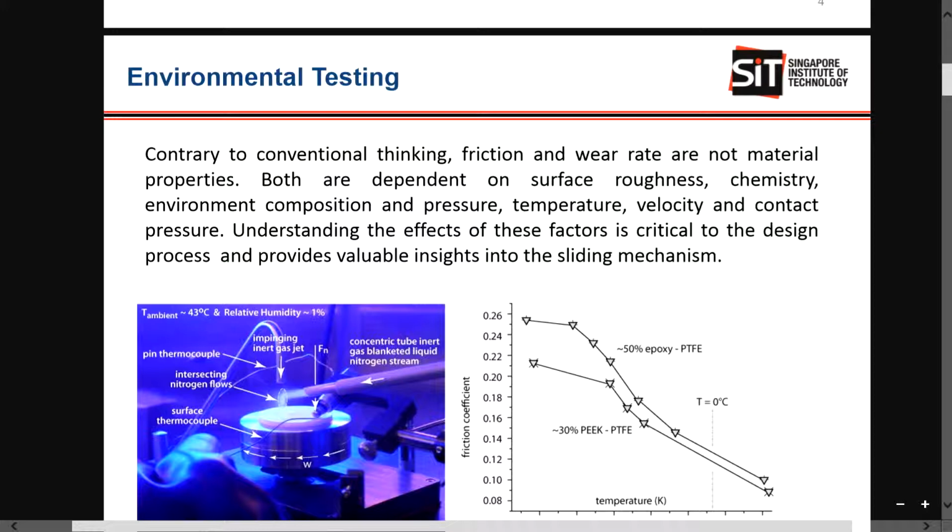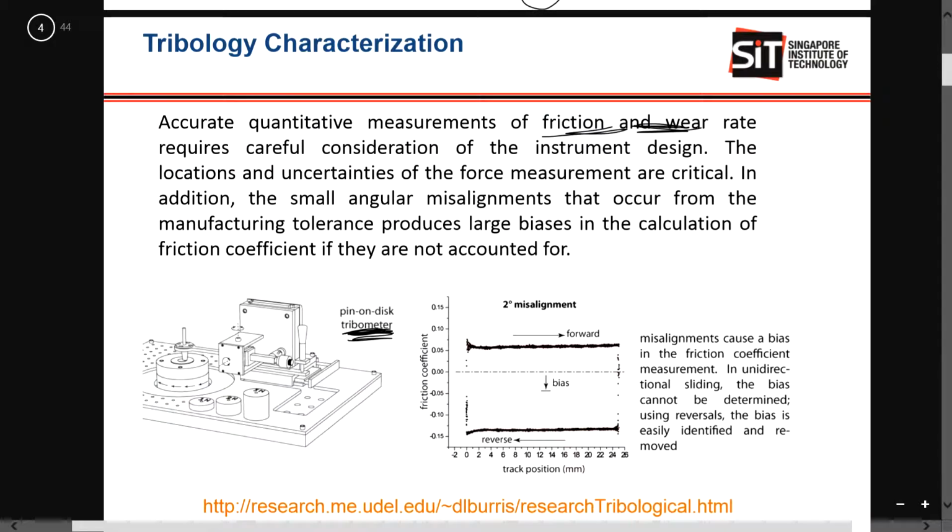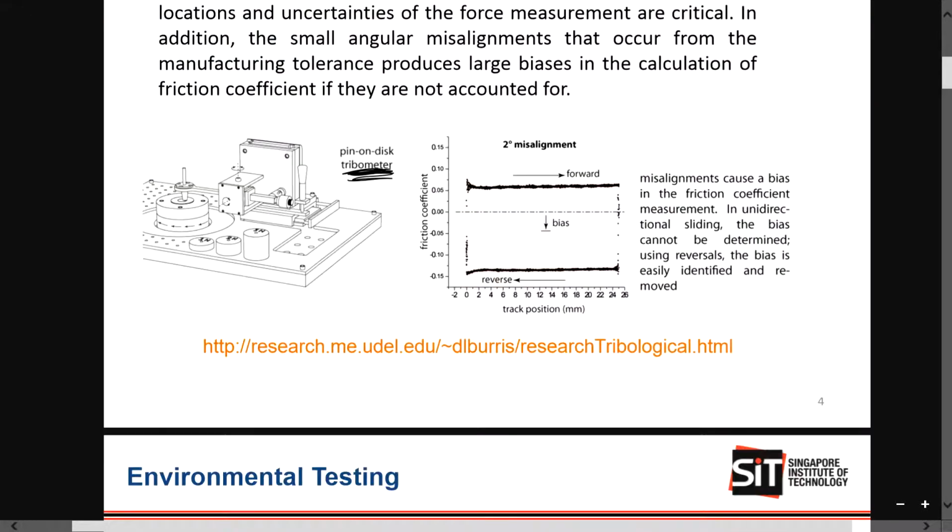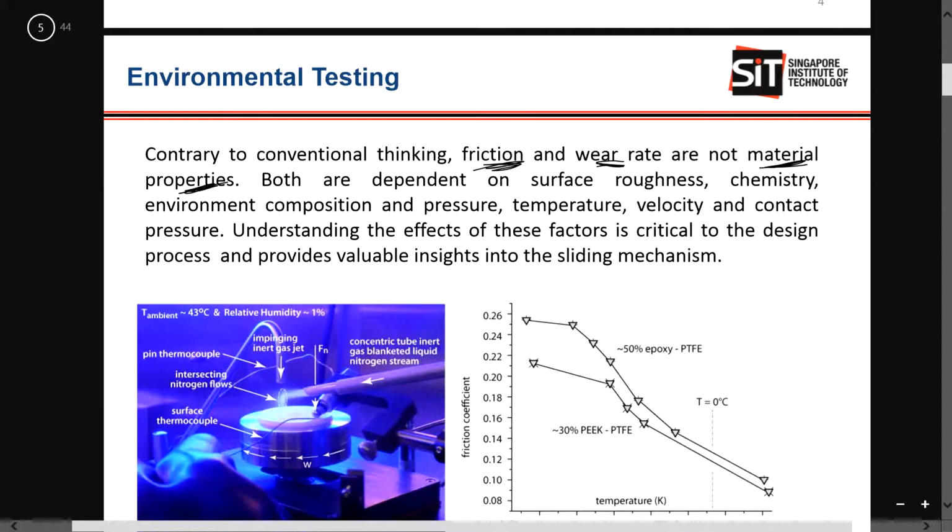Conventionally, you may think that friction and wear are material properties, but they are not. Just now we talked about tribology, friction and wear. Therefore friction and wear aren't material properties, but rather depend on the surface roughness of the material, the chemistry, composition, environmental compositions, pressure, temperature, velocity, and contact pressure.